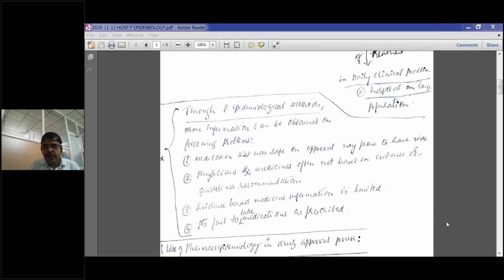Kezia Rachel, what is evidence-based medicine? Yes, sir. What is evidence-based medicine?